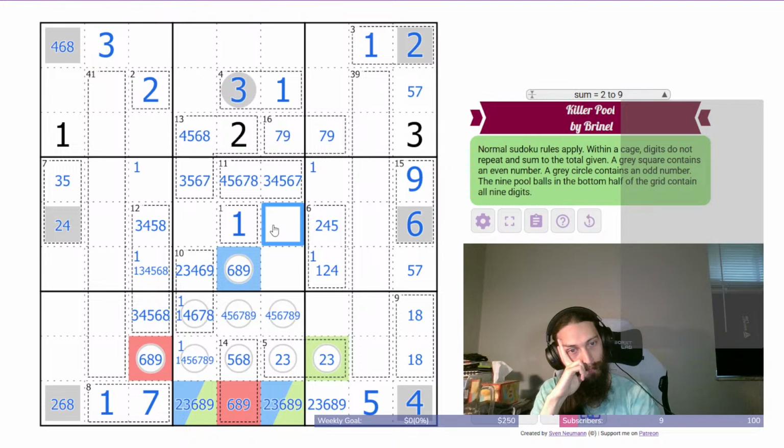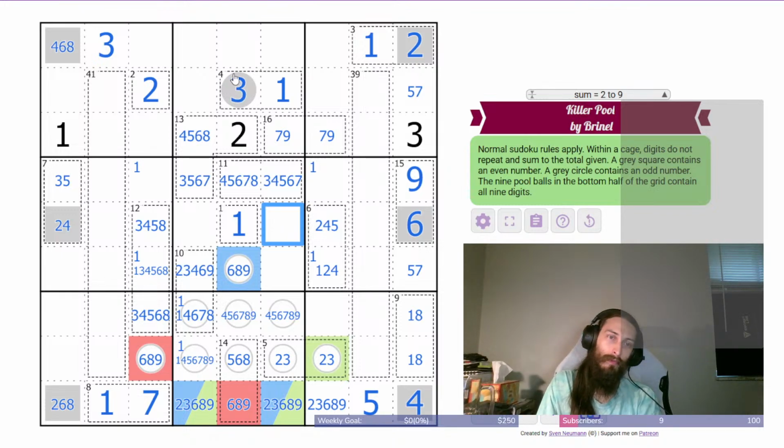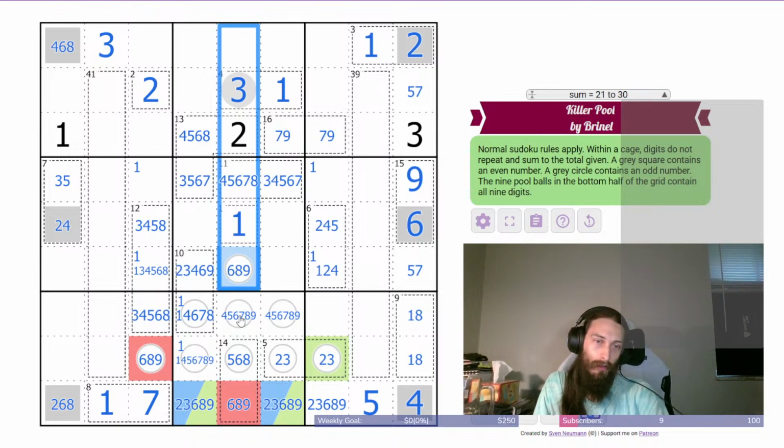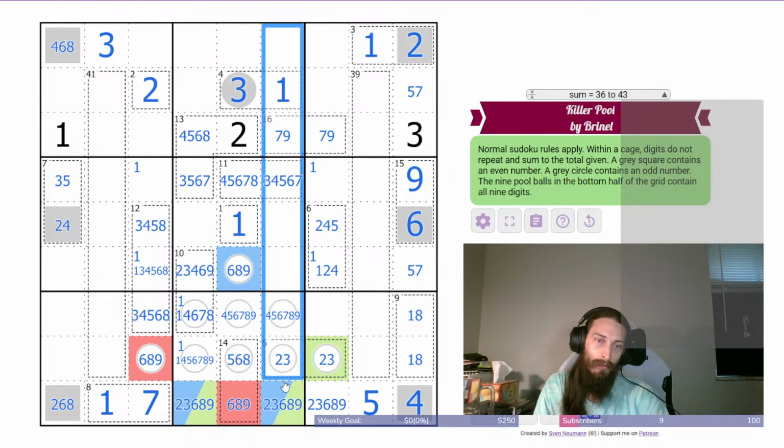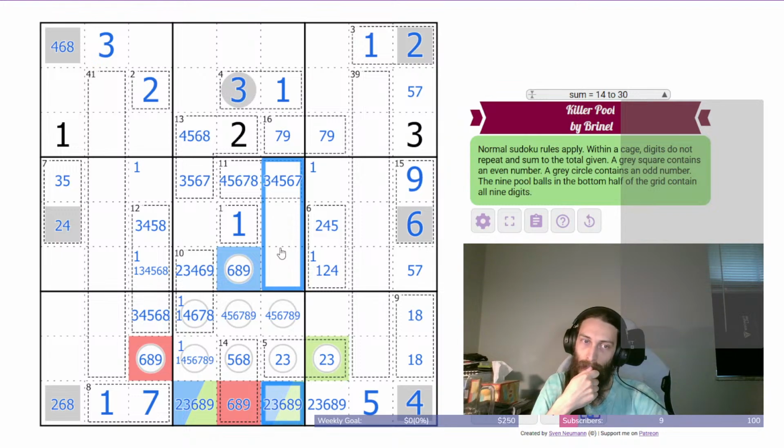Where does green go in column 6? It's not here, and it's not column blue. 5. Oh, but where does it go? It can't go here. It can't go in either of these. But it's not forced to be in box 5. Yeah, but it could be at the bottom, yeah.